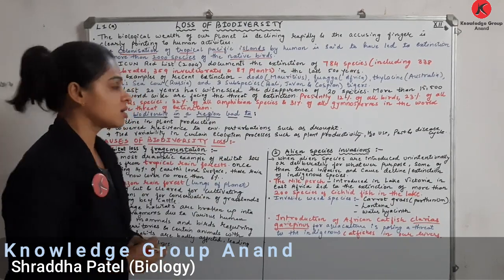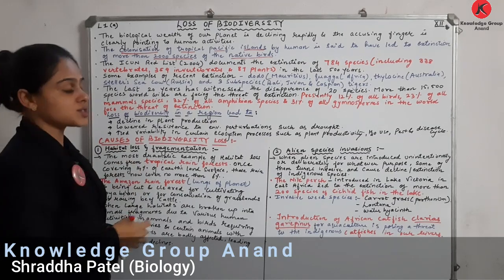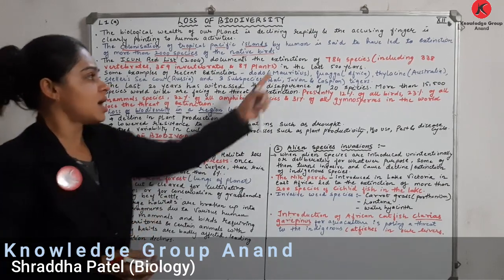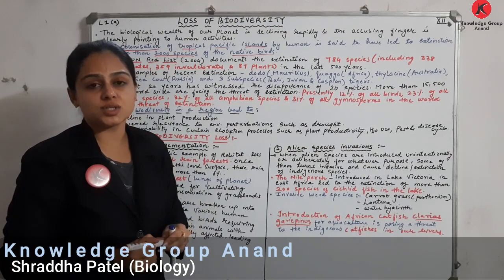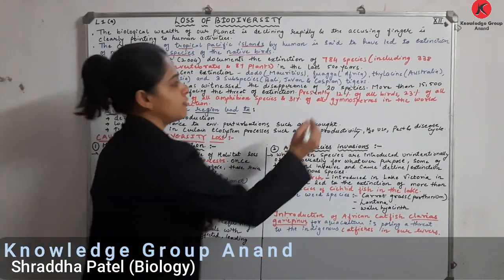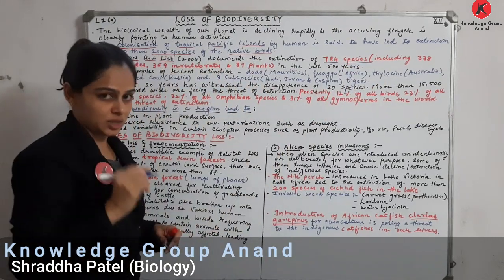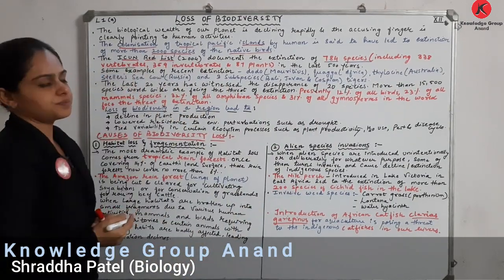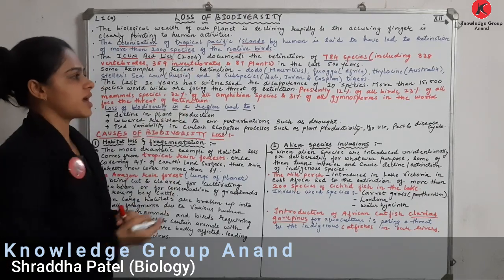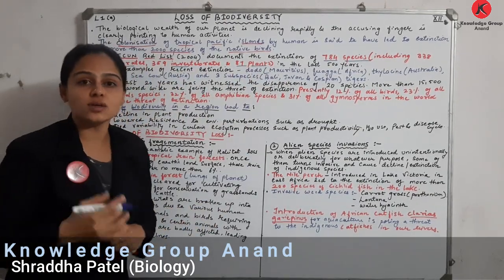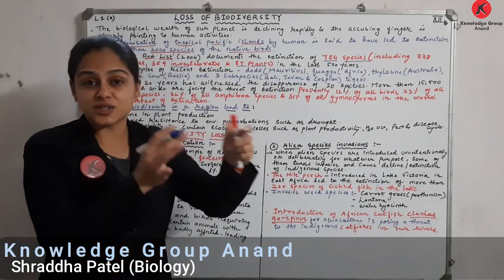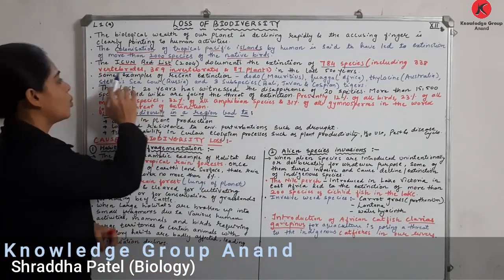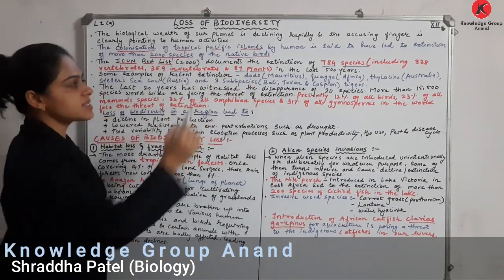Okay, one such data is given by your IUCN Red List. This is an important one for your MCQ. IUCN Red List 2004 documents extinction of, you have to remember all these numbers, right, a total of 784 species. How many species? 784 species, including 338 of vertebrates, 359 of invertebrates and 87 of plants, lost in the last 500 years. How many species became extinct in the last 500 years? 784, of which 338 vertebrates, 359 invertebrates and 87 plants.